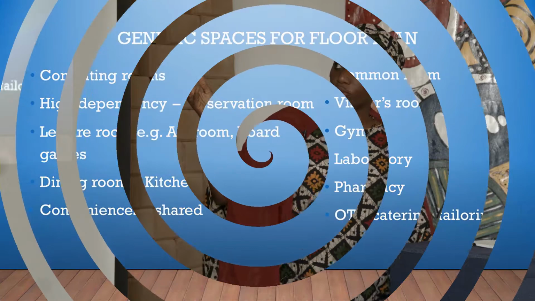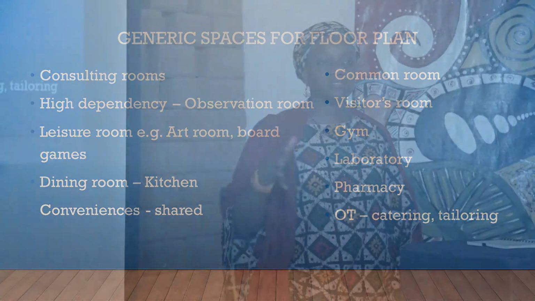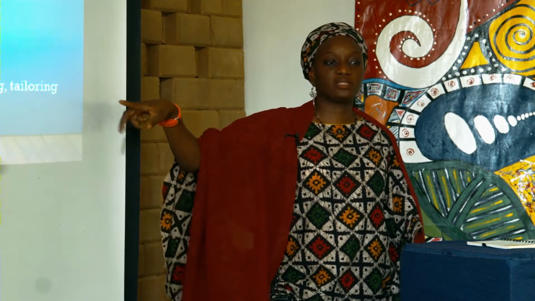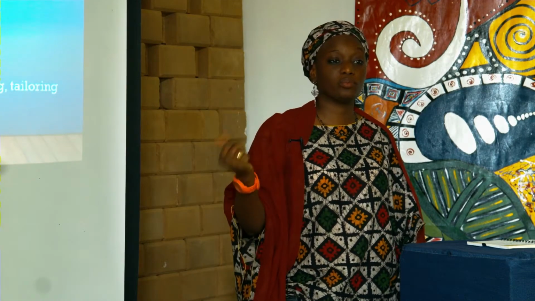Then they need a common room, visitors room. They need a gym, again, some kind of activity. Then you need a lab and pharmacy. These two are very important because they test them from time to time. And then you need occupational therapy, like catering or sewing, or in most cases, the clinician will tell you what kind of occupational therapy will be required, depending on the kind of people you are designing for.